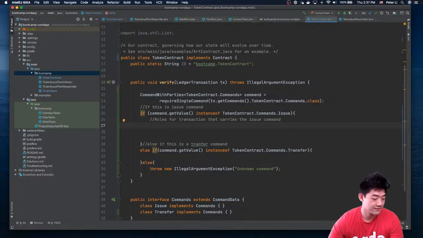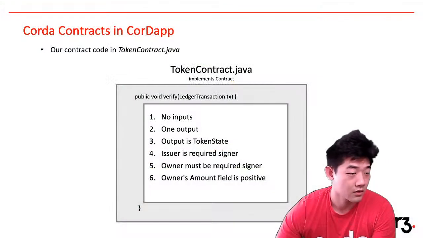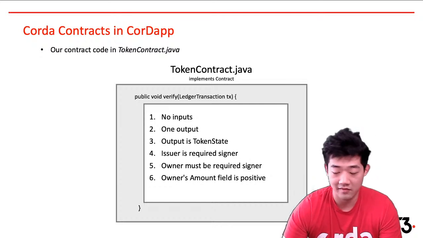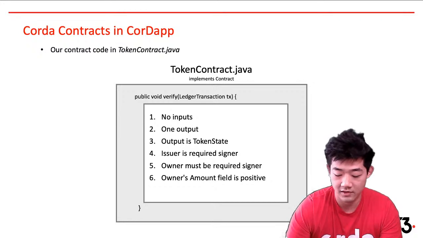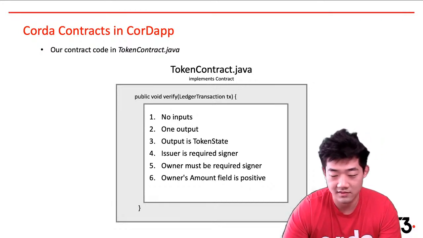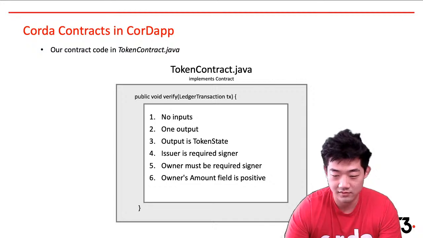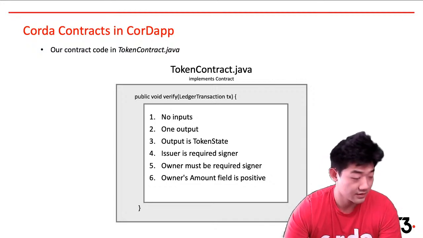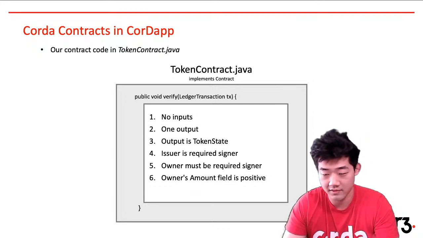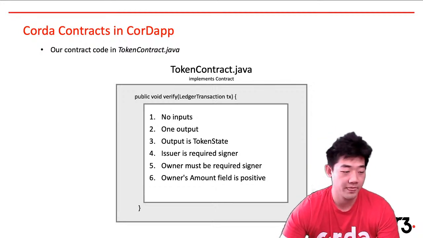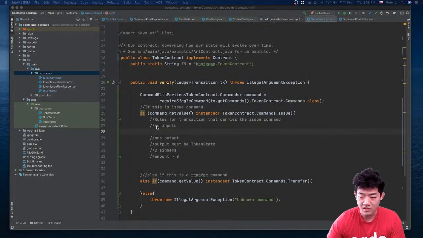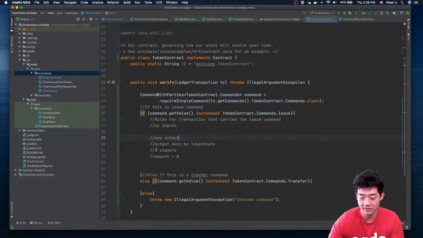And let's quickly go back to the rules that we want to implement here. We have a couple rules. We have 6 rules. We have no input, right? And we have one output. And we have output must be token state. And we have the signers, right? I'm gonna go quick. 2 signers. And then lastly is the amount needs to be more than 0. So let's see how we can implement them one by one. I was copying this to the code.